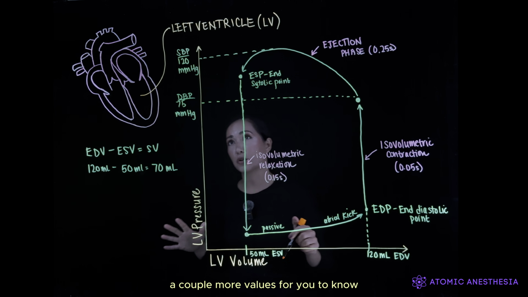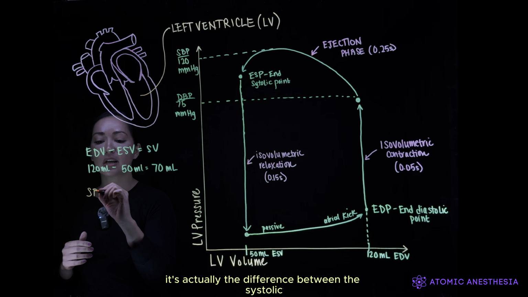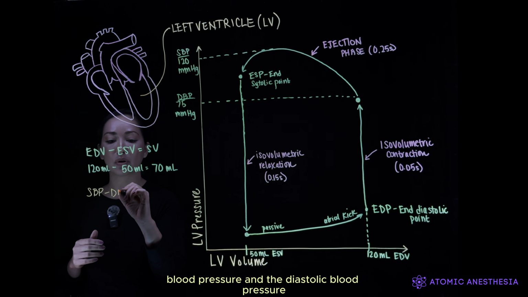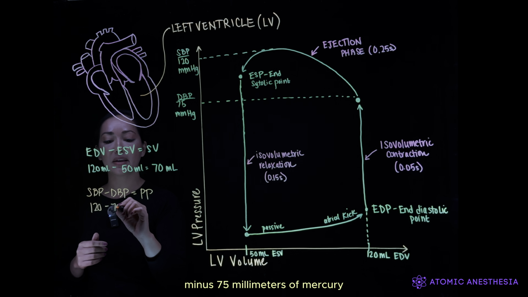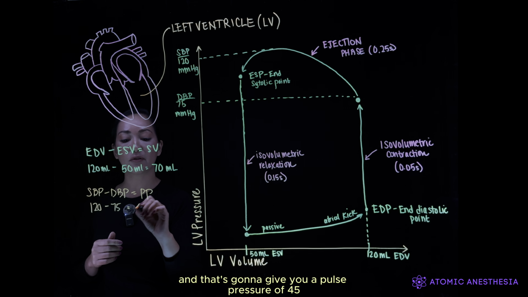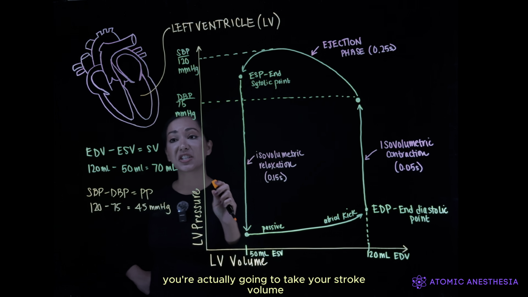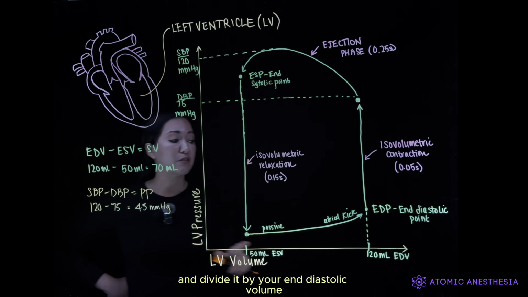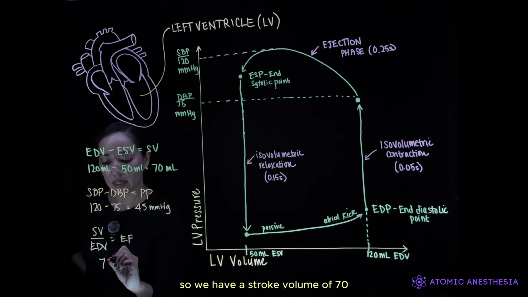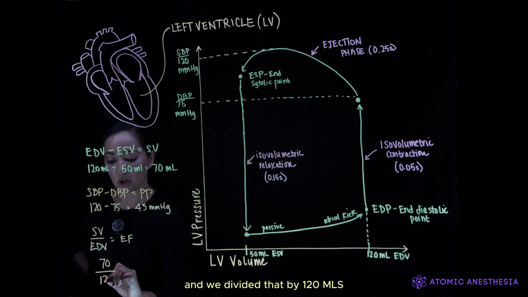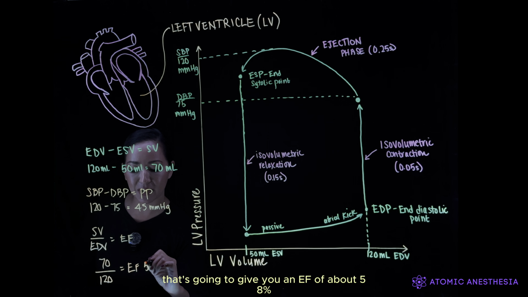A couple more values for you to know. If you want to know the pulse pressure, it's the difference between the systolic blood pressure and the diastolic blood pressure. So that's going to be 120 millimeters of mercury minus 75 millimeters of mercury, and that's going to give you a pulse pressure of 45. If you want to know the ejection fraction, you take your stroke volume and divide it by your end diastolic volume. So if we have a stroke volume of 70, and we divide that by 120 mLs, that's going to give you an EF of about 58%.